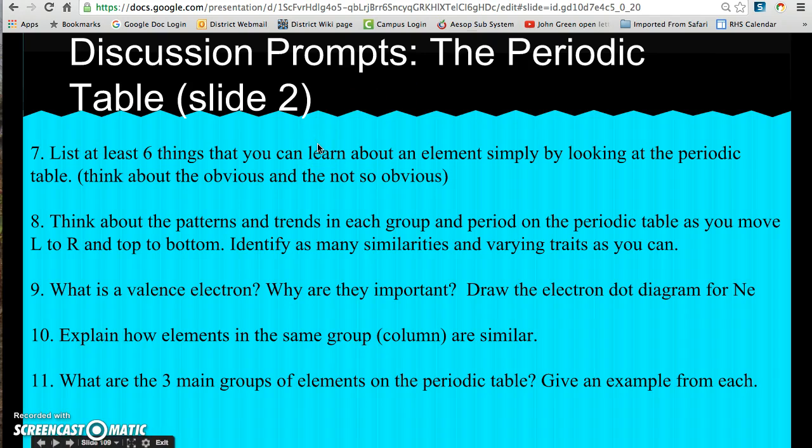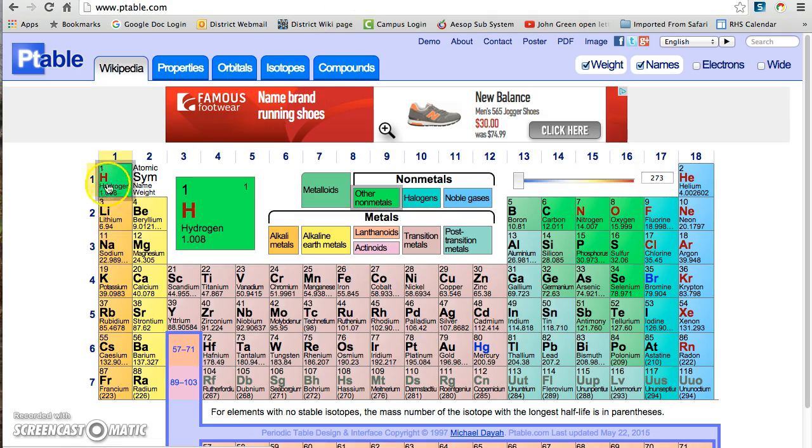Number 8, think about the patterns and trends in each group and period on the periodic table as you move left to right and top to bottom. Identify as many similarities and varying traits as you can. So let's go back to our periodic table, and hopefully we know now that what we call a group is what goes up and down, and what we call a period is the rows that go across. Okay, so you've got groups, or sometimes called families, going up and down, and you've got periods going across.